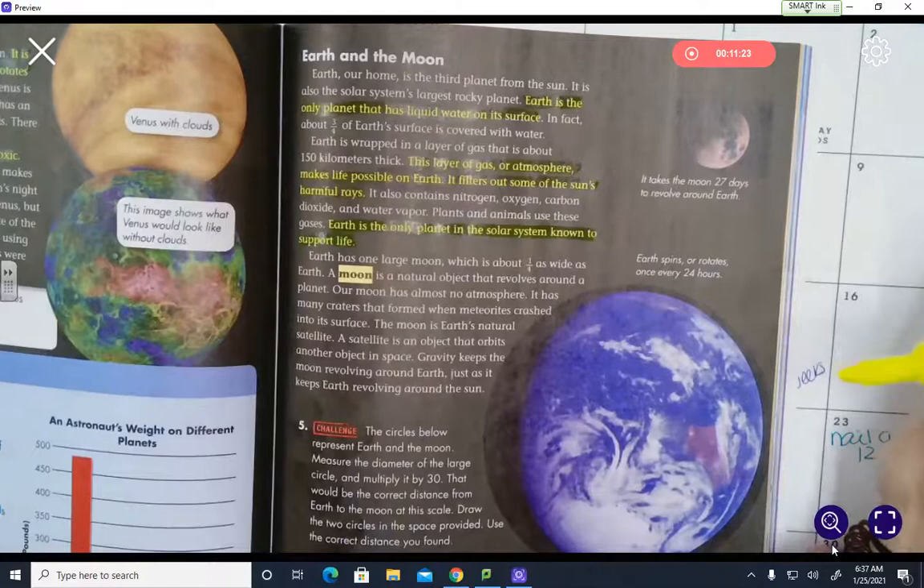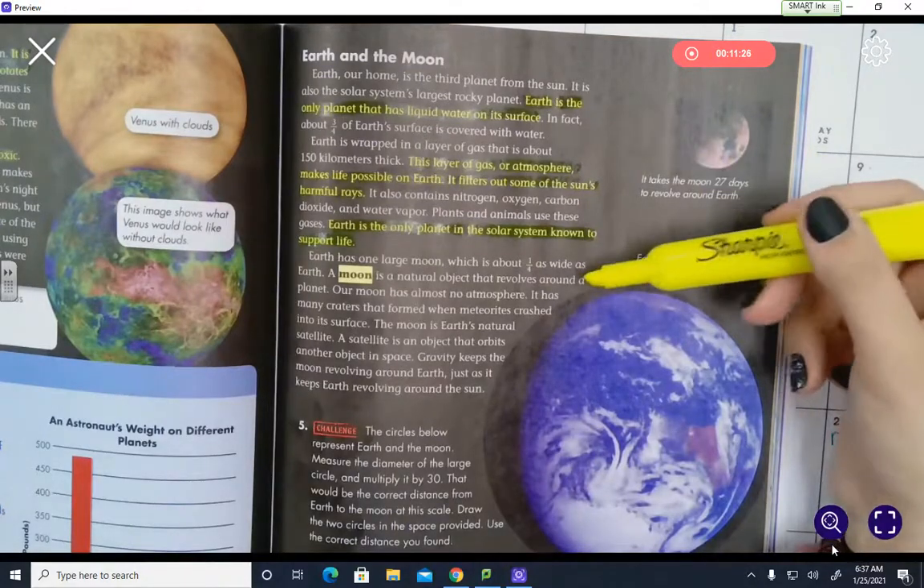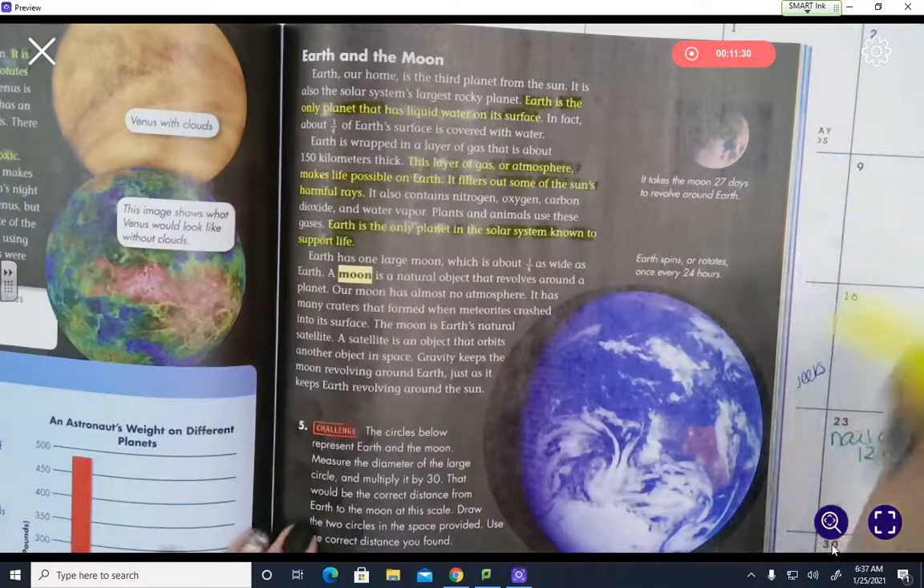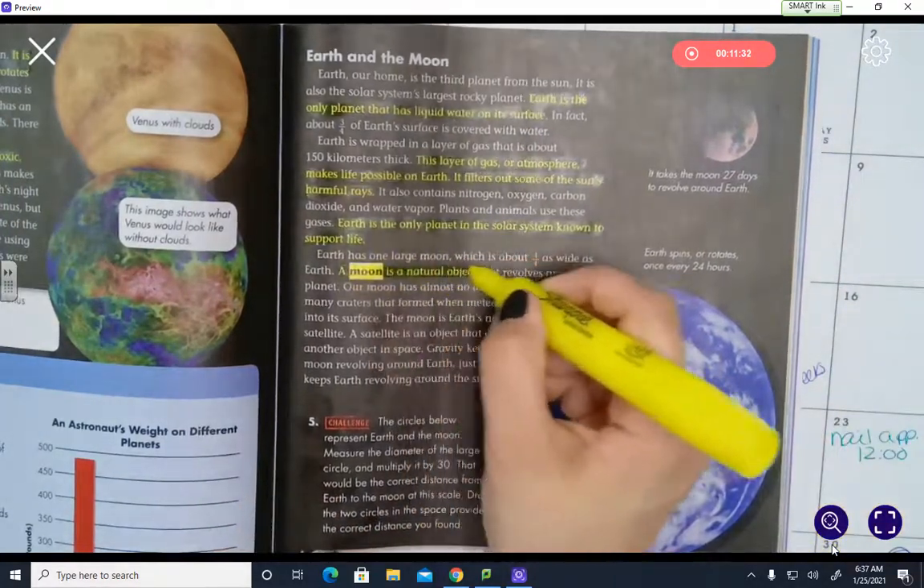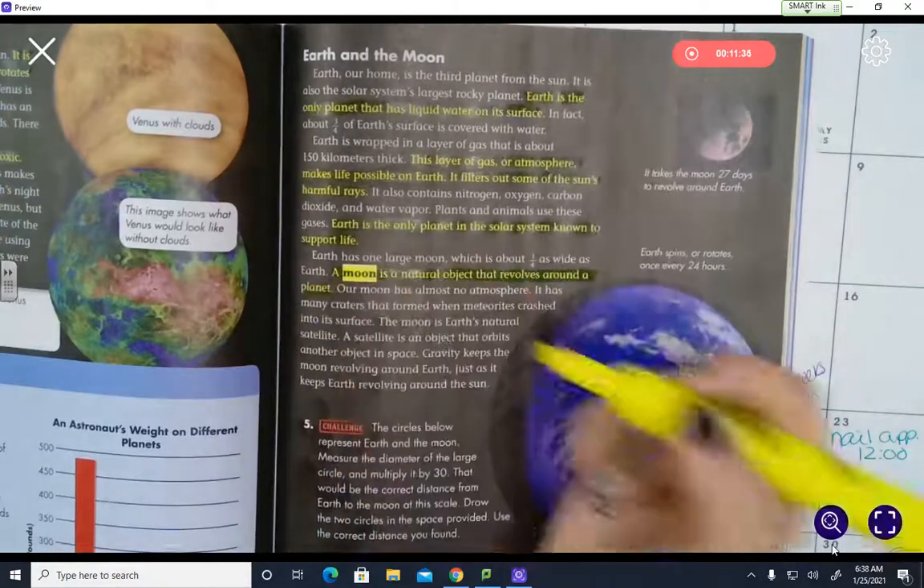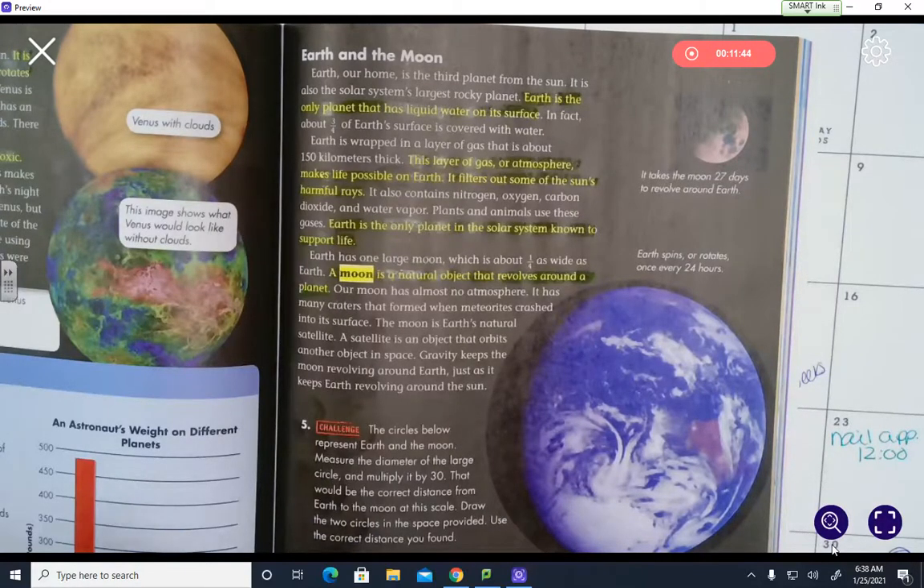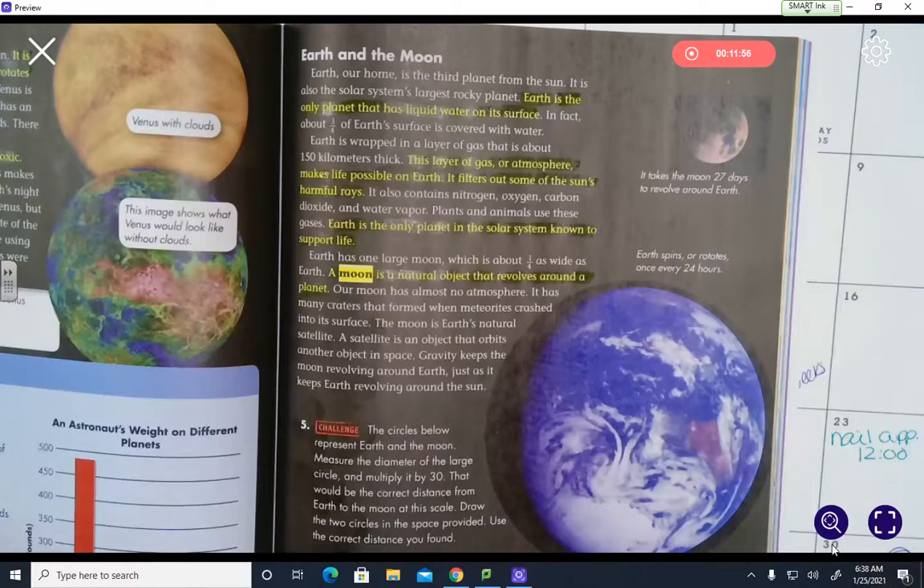Earth has one large moon, which is about 1/4 as wide as Earth. A moon is a natural object that revolves around a planet. I want you to highlight the definition for moon. Our moon has almost no atmosphere. It has many craters that formed when meteorites crashed into its surface. The moon is Earth's natural satellite. A satellite is an object that orbits another object in space. Gravity keeps the moon revolving around Earth, just as it keeps Earth revolving around the sun.